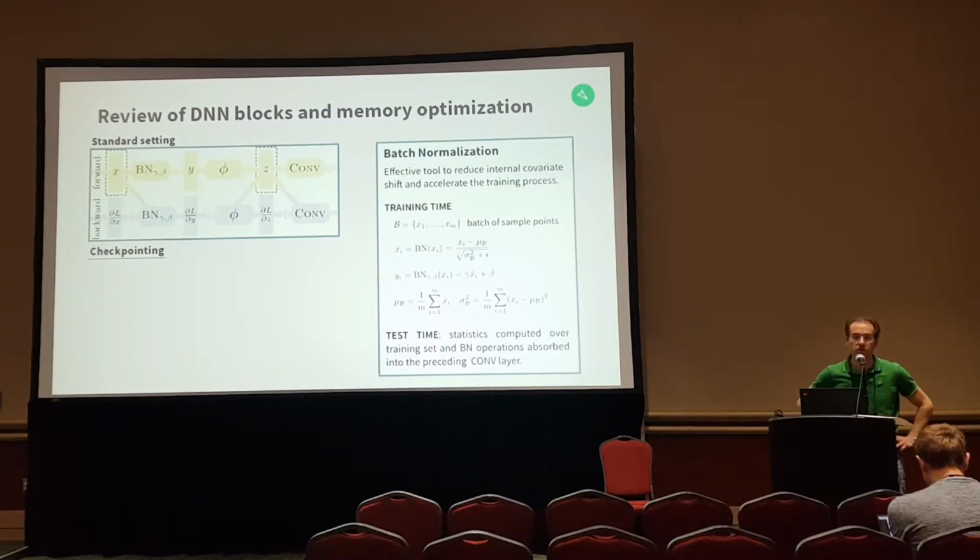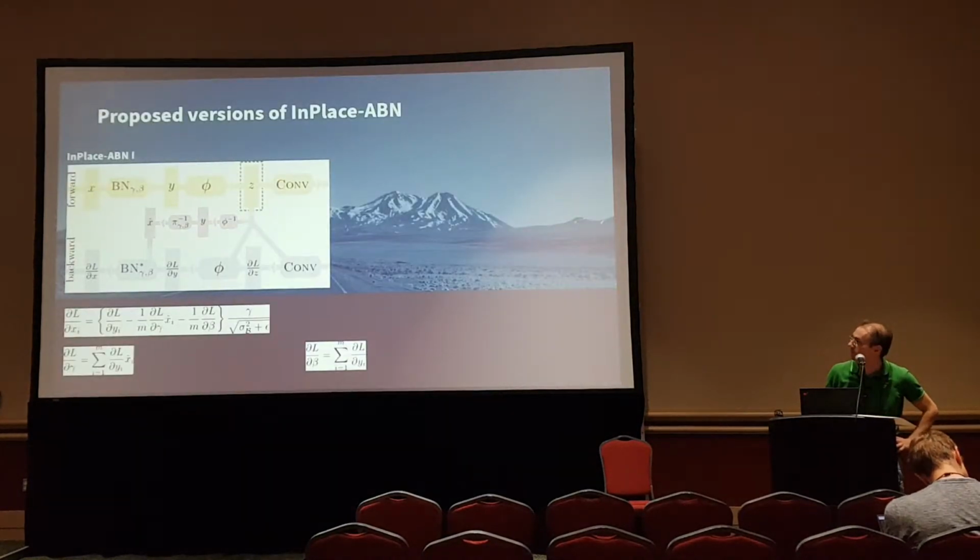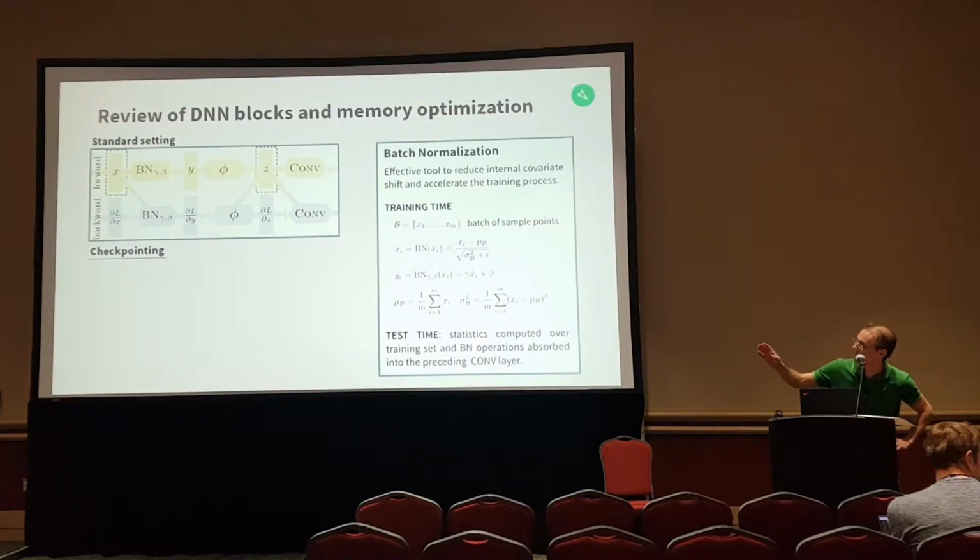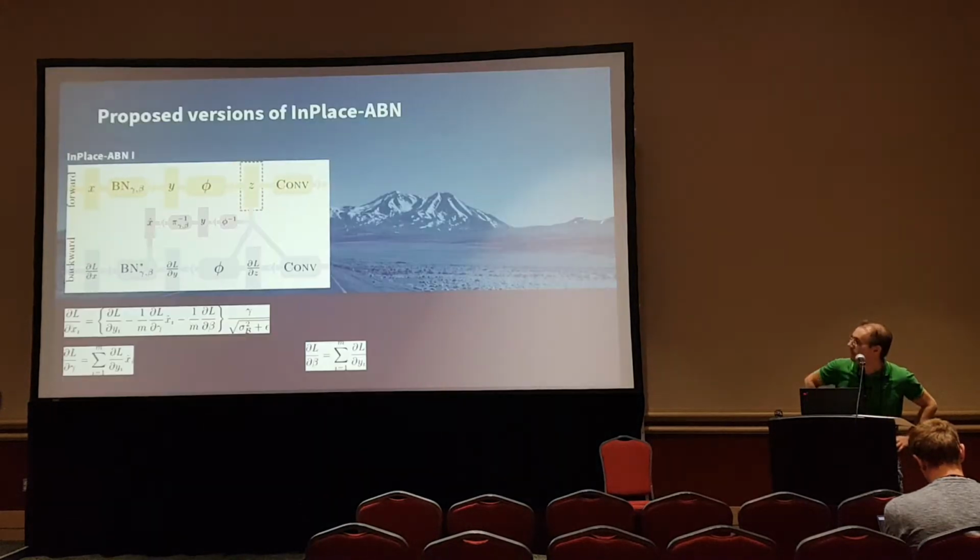One alternative approach to reduce memory is checkpointing. The idea of checkpointing is that you store only X in the image above, but then when you need Y in the backward pass, you need to recompute from X. So you just keep track of X and you recompute, in that case, the BatchNorm and the activation to compute the gradient afterwards. What we do is we take a different approach.